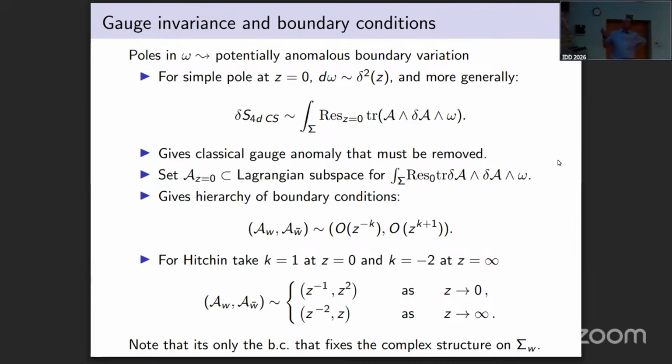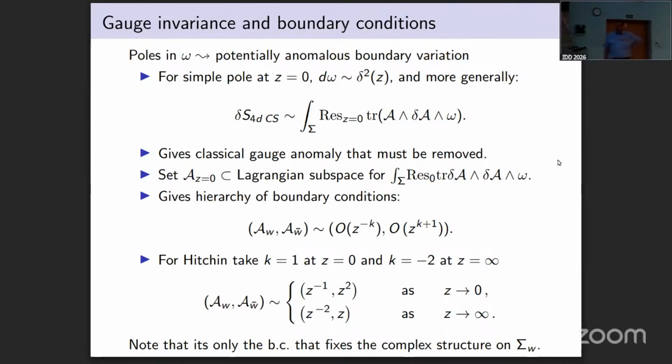And so the variation of the action gives you a non-trivial residue under a variation. And if this is a gauge variation, this will depend on the gauge choice at z equals 0. So you can think of this as a kind of classical gauge anomaly, and you have to impose boundary conditions that remove it. There's actually a large number of choices that will remove this potentially anomalous term. And one way to say abstractly what those choices should be is that if you do the second variation, then the connection A should be in a Lagrangian subspace for this skew form.